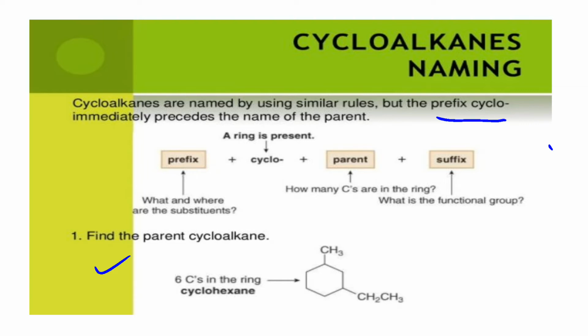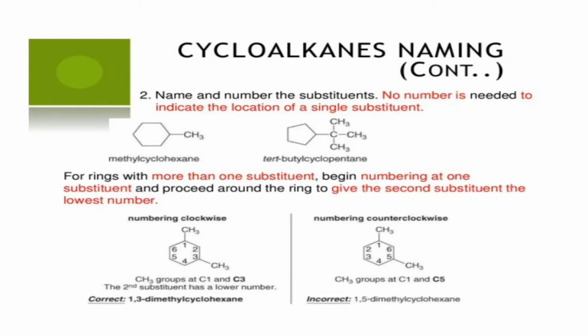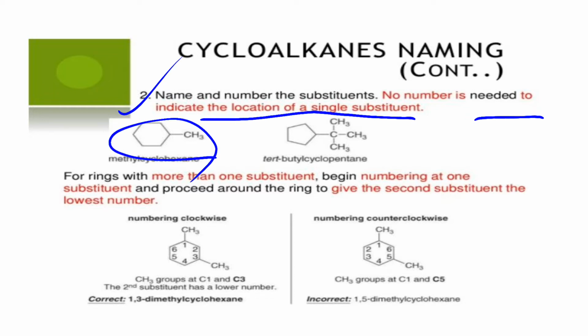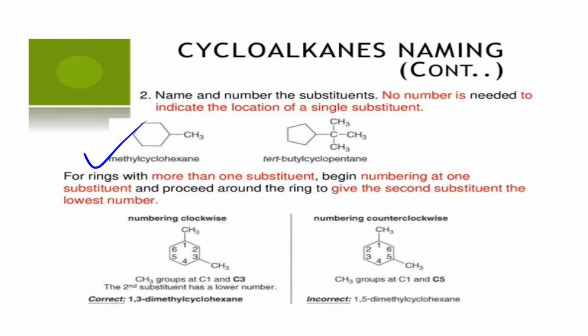In this case, a six carbon ring is there, therefore this cyclohexane ring is the parent cycloalkane. Next, the second rule: the name and the number of the substituents. No number is needed to indicate the location of a single substituent. In this case, no number is needed. This compound is methyl cyclohexane.